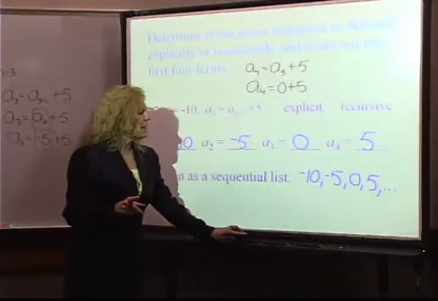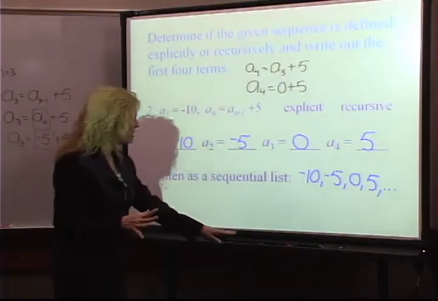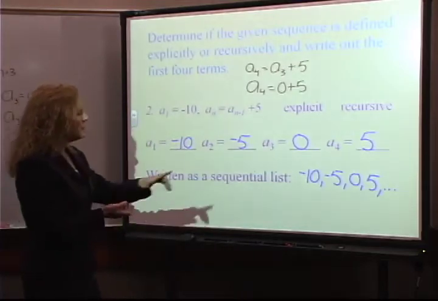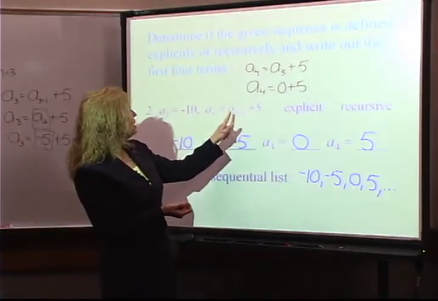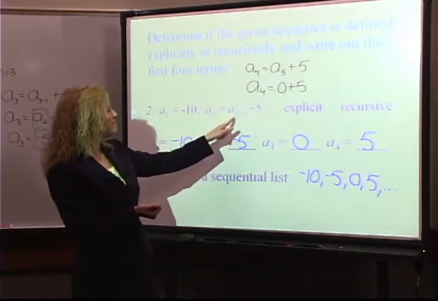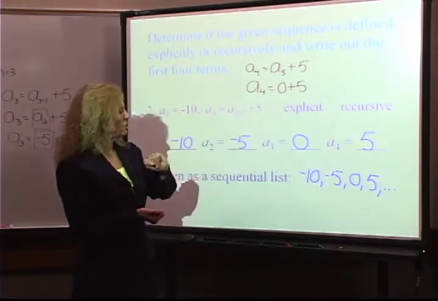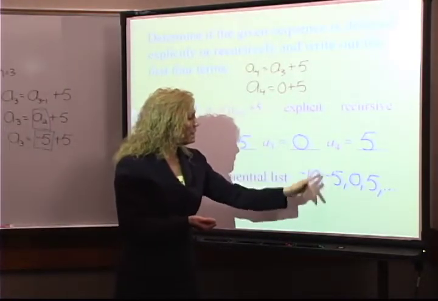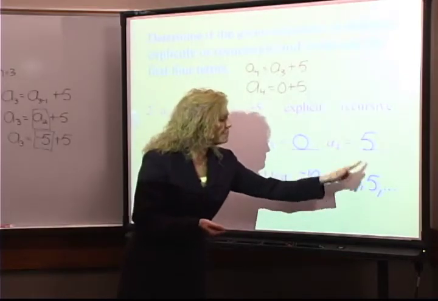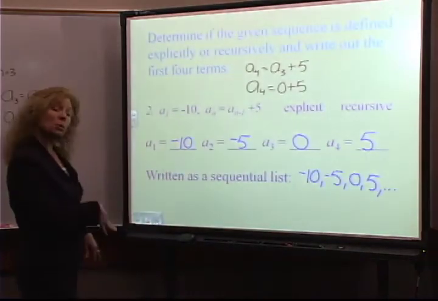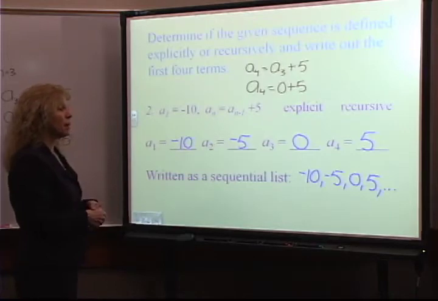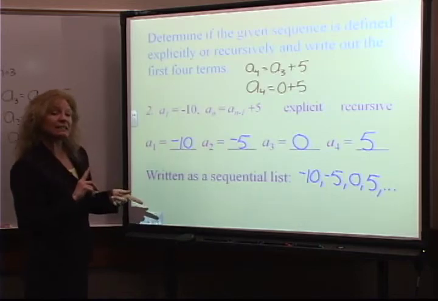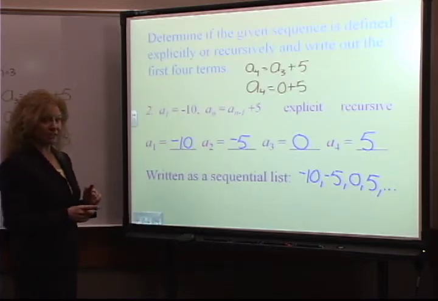Now, by the way, let's take a look at what we really have here and see if we can see a bigger picture of it. Do you realize that essentially what we're doing each time is taking the term before and adding 5? So we have negative 10 plus 5, negative 5 plus 5, 0 plus 5. Okay, so we do see that pattern, all right? Now, is it explicitly defined or is it recursively defined?